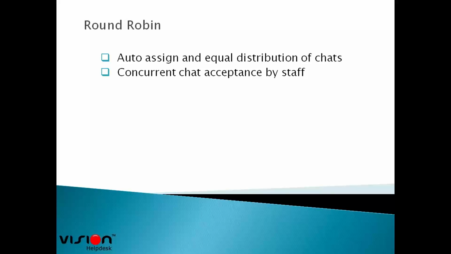There can be a scenario where you are getting n number of chats to a specific department, and you want to auto assign those chats, and that too your staff should not be overburdened, and you want to equally distribute the chats among all your staff members. So we have round robin for this, which will help you to automatically assign the chats. And we also have an option of setting the concurrent chat acceptance for staff. So we'll see how you can configure all these settings in the system.